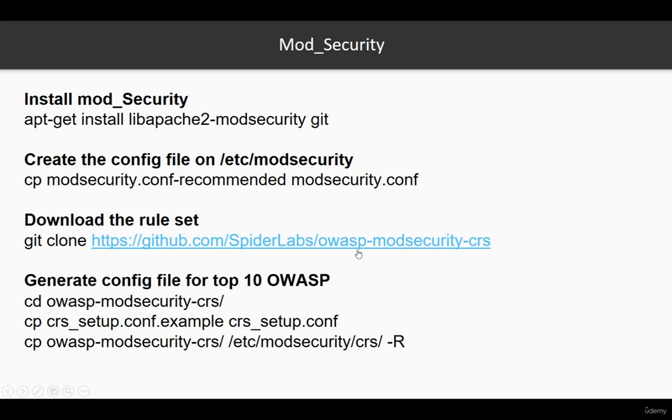And once you've downloaded those rule sets, you need to copy them to the Mod Security CRS folder. There is a configuration example file for that rule set as well that we need to copy to the actual configuration file. So if you follow these few steps, you will have all the rule sets available on your Mod Security as well.